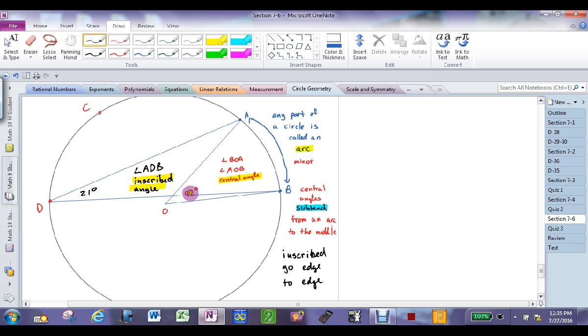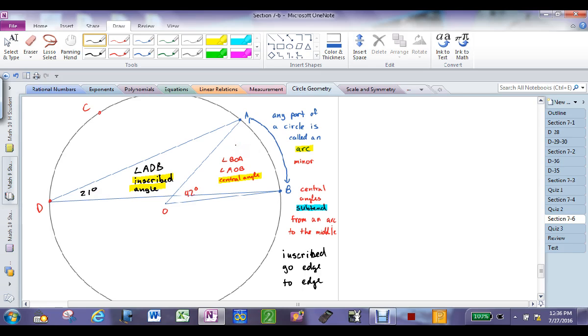My central angle was 42. What was your central angle, Riley? 23. What was your inscribed angle? 12. Pretty close, yeah? What's the relationship? Times 2. Right. Inscribed angles are half of the central angle if they come from the same spot.